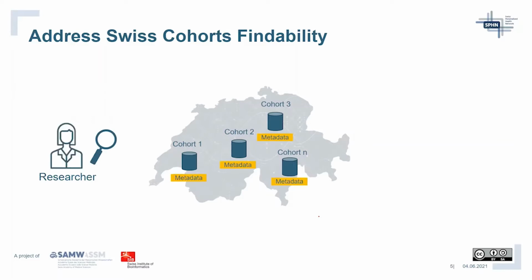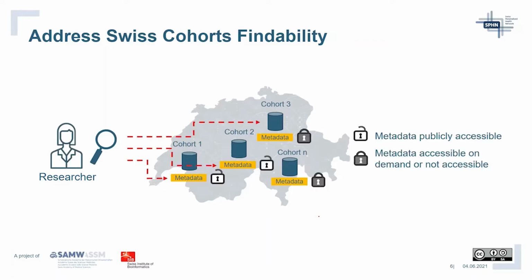Let's imagine a researcher that is interested in a particular set of data. Naturally, cohort data is described by its metadata, and as a researcher, the only way to know if the cohort collected the data you are interested in is to access this metadata and verify one cohort at a time. On top of that, cohort metadata are not always publicly available and require to directly contact the studies in order to know if a particular variable or set of variables is collected.